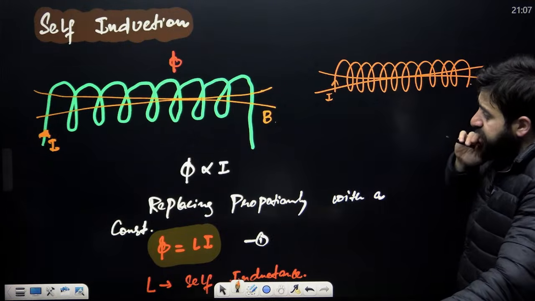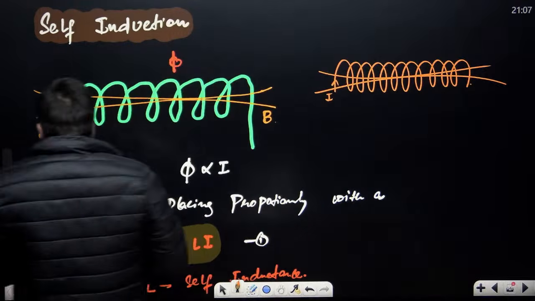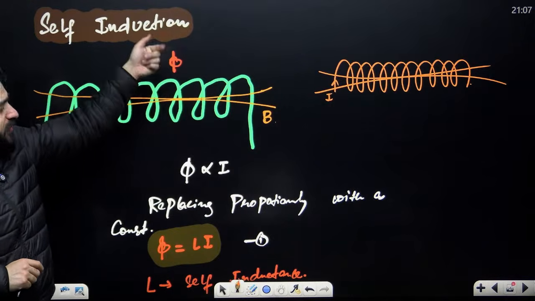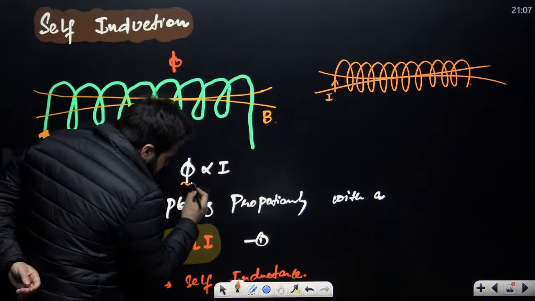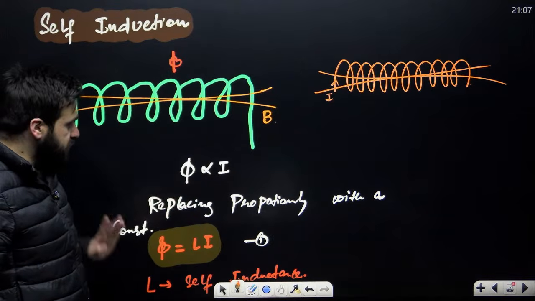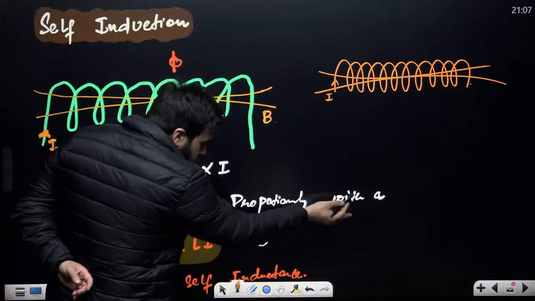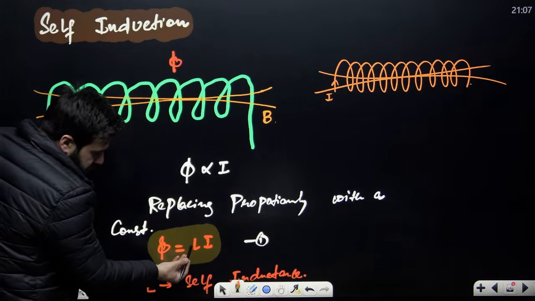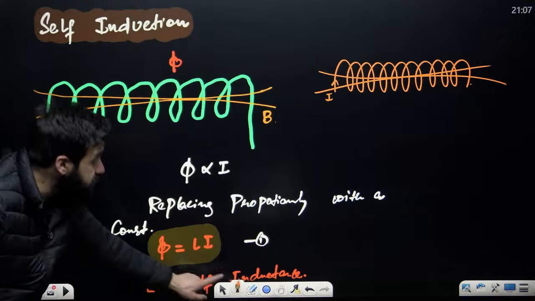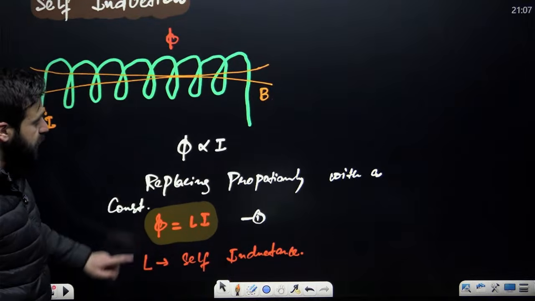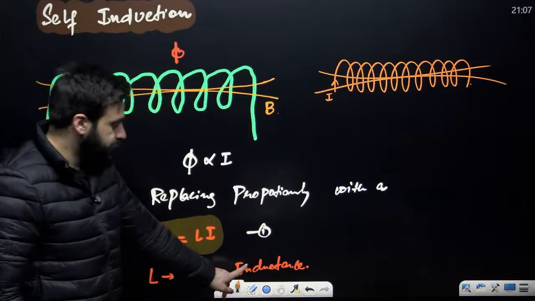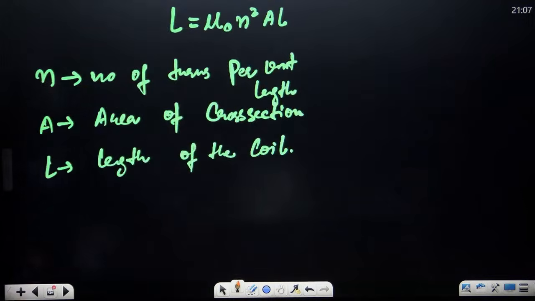Now, can I say, in this particular case, more you send the current, more field will be produced? If more field is produced, more will be flux, yes. So can I say this flux is directly proportional to current? More is the current, more is the magnetic field, more is the flux. Now, replacing the proportionality with a constant, and you use the constant as L. This L is what we call, my dear NEET aspirants, the self-inductance.